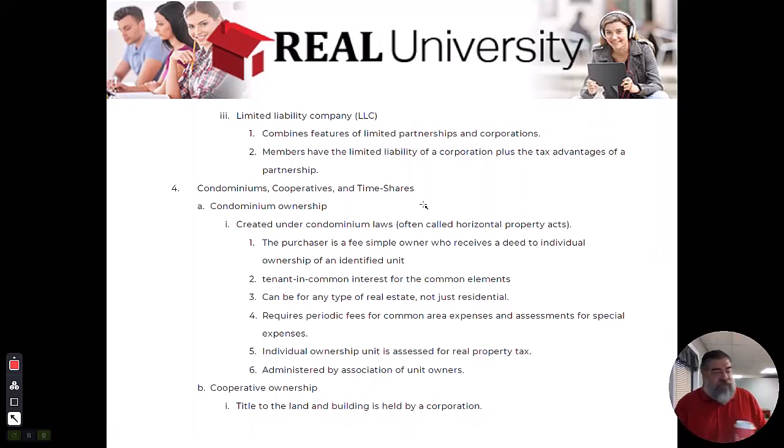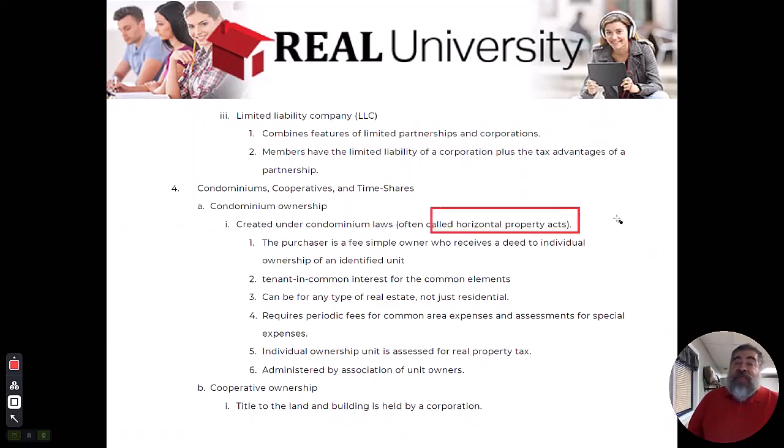So condominiums are created through this thing called the horizontal property act. Because what that developer has to do is take that big piece of land and subdivide it into little bitty sections so each person can own it. And that's called the horizontal property act. We will talk in another chapter, where we deal with legal descriptions, about how that gets done.